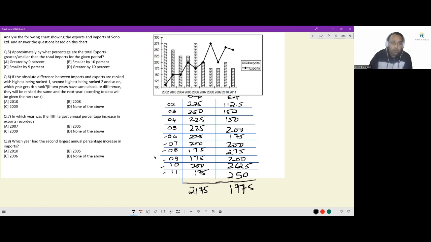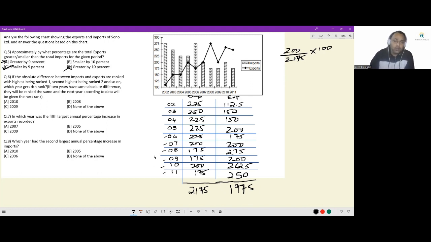So both these options that have greater than will go away. How much is it lower? It is 200 lower on a base of 2175. This into 100 we are seeking. Now the two options left are smaller by 10% or smaller by 9%. Clearly you can see, 10% of 2175 is 217.5. This is significantly lower than that. So it is going to be smaller by 9%. And that should be the answer. In case you want to do the precise maths in order to arrive at your answer, that is also fine, but that is not really needed.